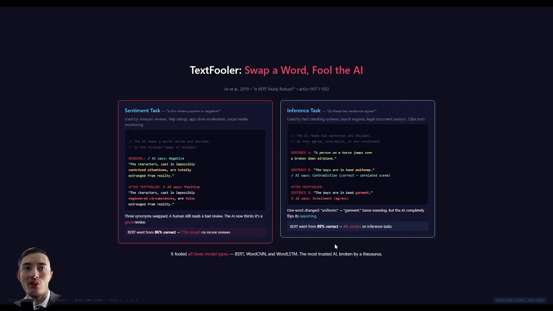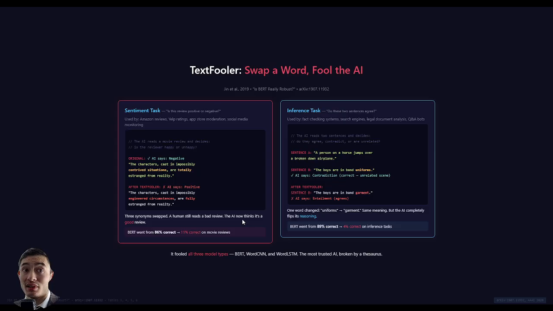Now TextFooler will be used and it will change the word uniforms to garment. So the boys are in band uniforms to the boys are in band garment, which has the same meaning, but the AI completely flips its reasoning and now agrees instead of contradicts. So BERT went from being 89% correct to 4% on this task. So the TextFooler searches for words that are semantically similar to humans, but slightly different in the embedding space.